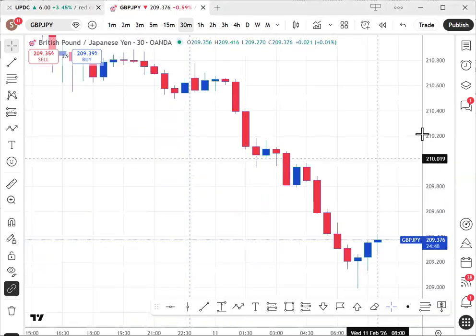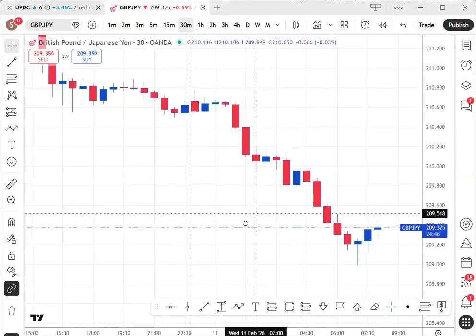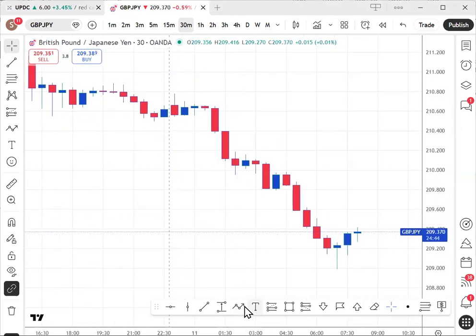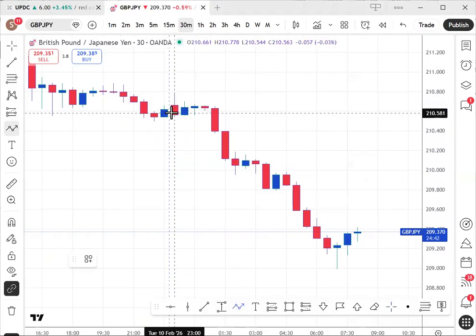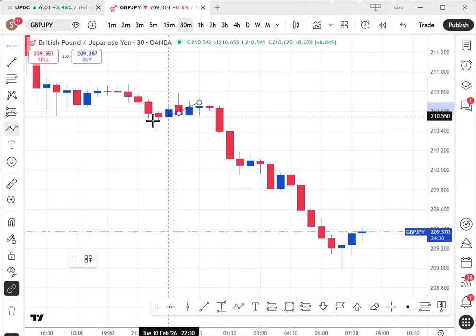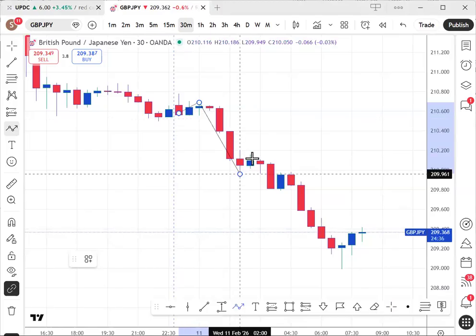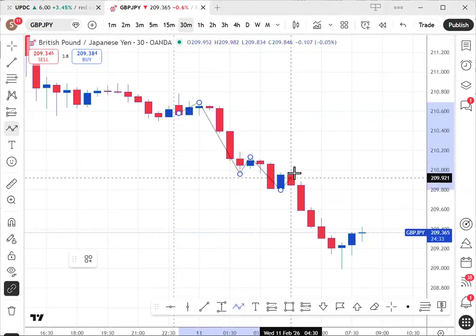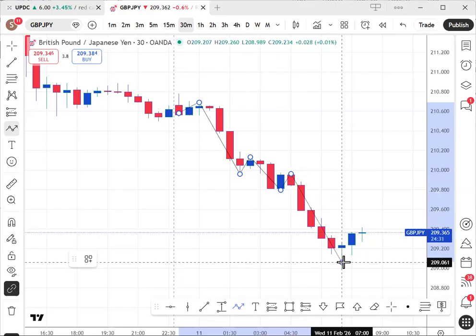Wow, this is very nice. This is pound yen, right? So what has pound yen done overnight? It started out from somewhere there, pushed up a little bit, nice break of structure. So if you are trading during the Asia session, you must have had some really nice setups here.